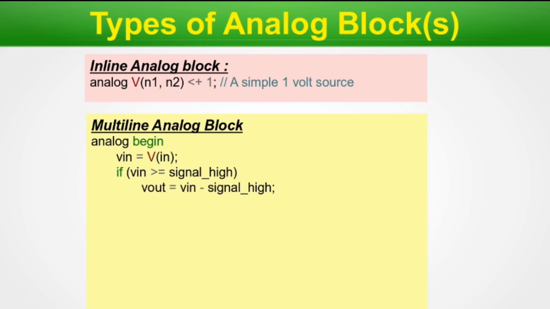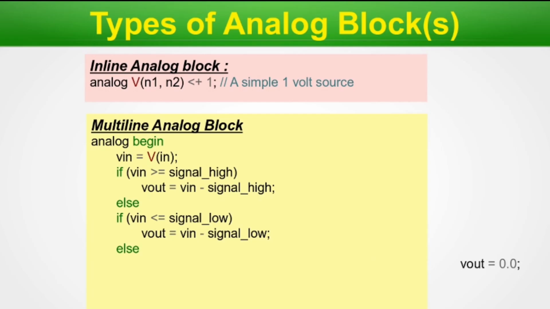Here is the statement inside the if condition and the else. Inside the else we are using another if, and here the corresponding statement. Then the next else and the next statement. Here comes our contribution equation and we close our analog block. This is just a glimpse of a multi-line analog block, for your familiarity or FYI. So two types of blocks are there.